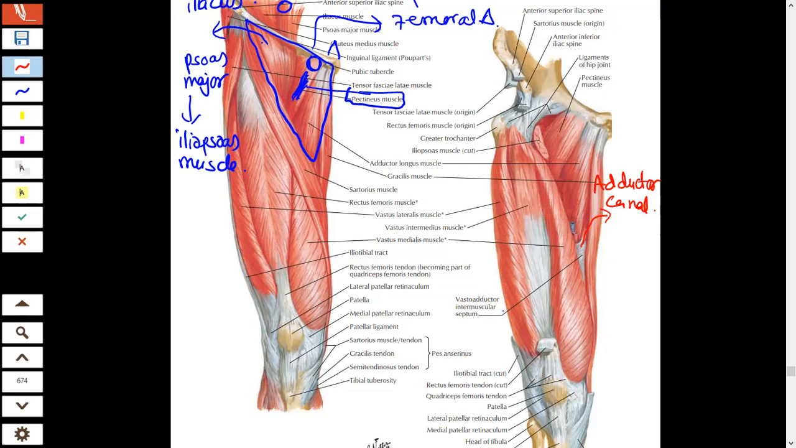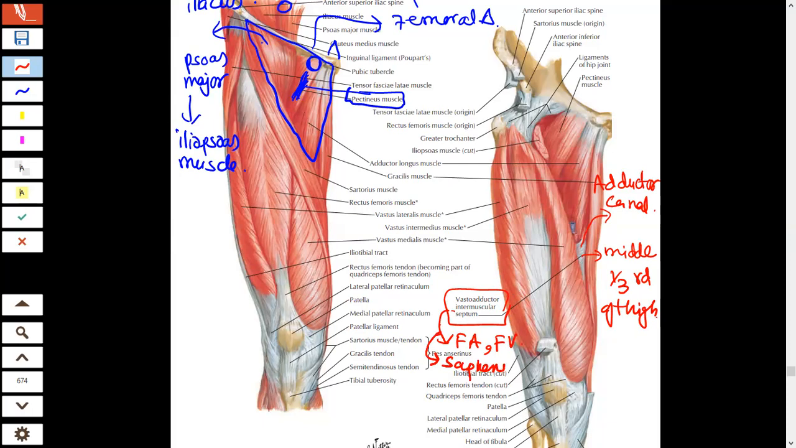It is your intermuscular canal, which is present in the middle 1/3 of the thigh. It is present in the middle 1/3 of the thigh. And which structures are present in your adductor canal? In your adductor canal, you have femoral artery, you have femoral vein, and you have saphenous nerve.